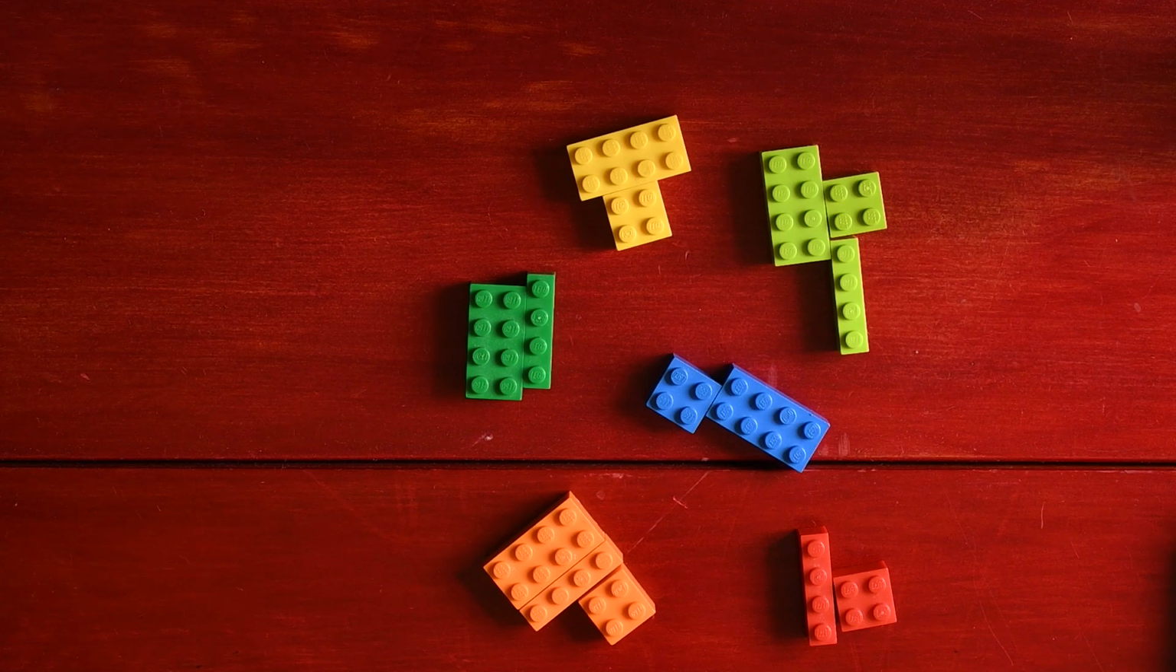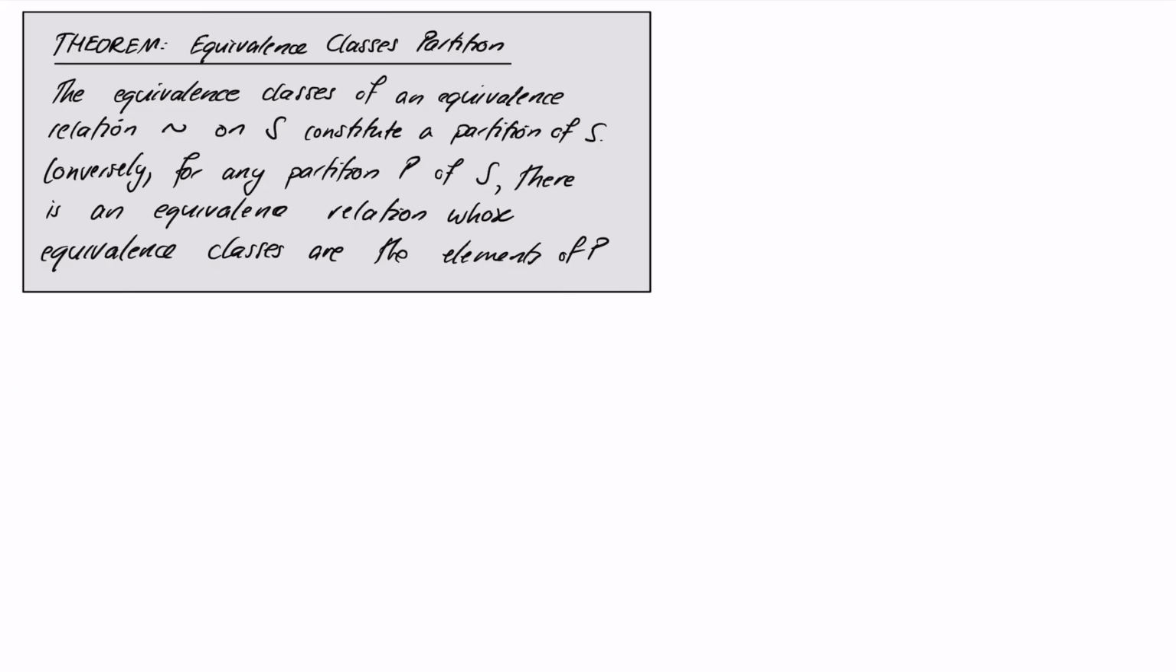So here's the theorem. The theorem says that the equivalence classes of an equivalence relation on S constitute a partition of S. That's the first part. Second part is, conversely, for any partition P of S, there is an equivalence relation whose equivalence classes are the elements of P. Now, it's a lot of jargony words, but basically there are two separate statements here.